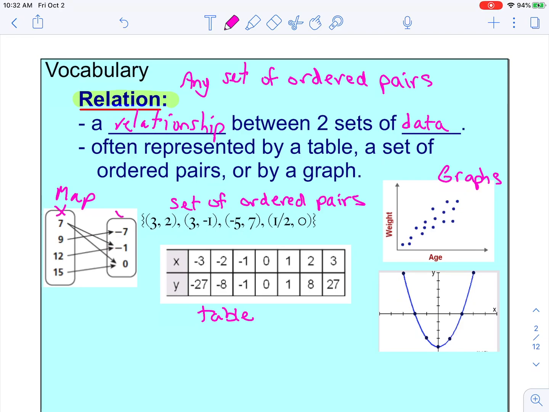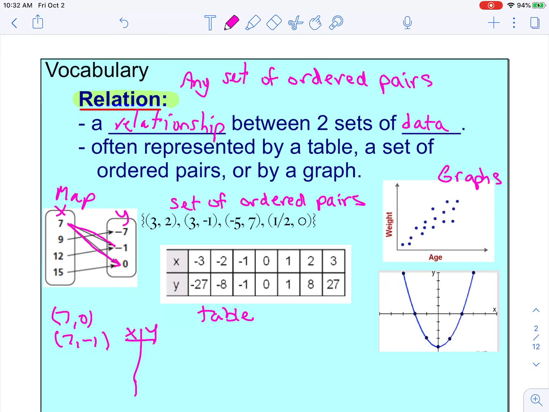Let me try again. These are X's, these are Y's. So this 7, as an X, goes with 0. So that would be the ordered pair 7, 0. But the 7 also has an arrow going to -1, so you'd also have an ordered pair 7, -1. It's kind of like a T-table also, okay? So that's how we represent relations and functions a lot of times.